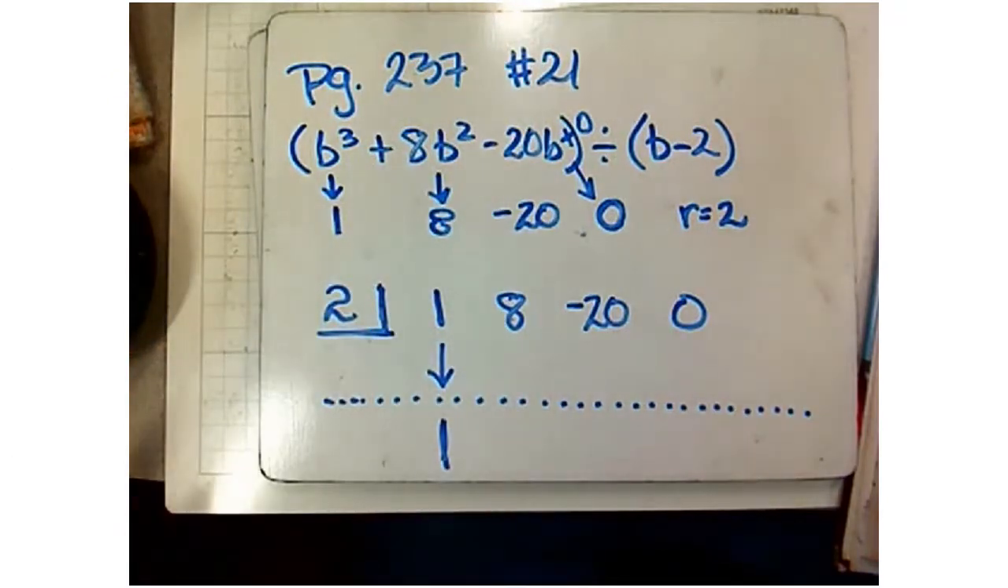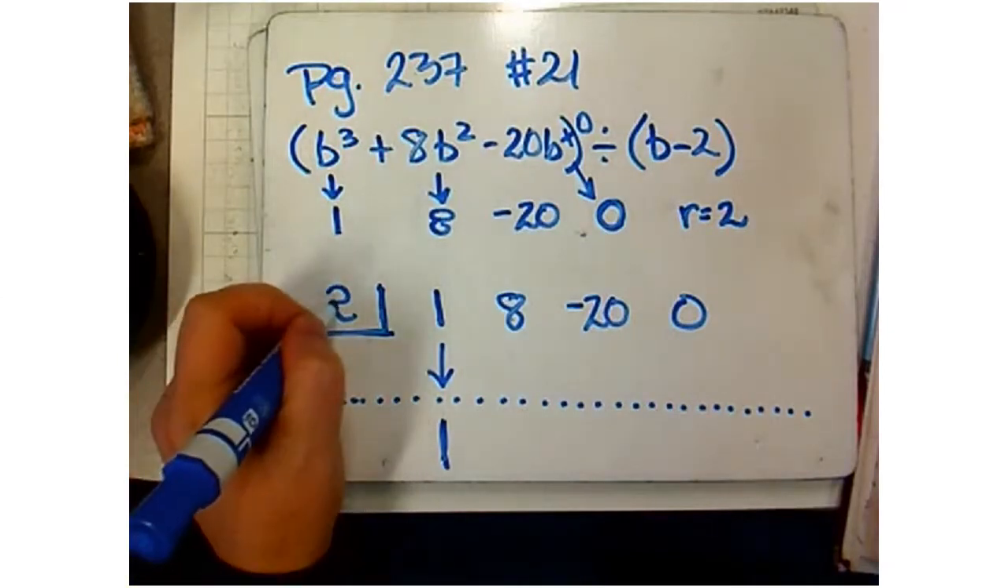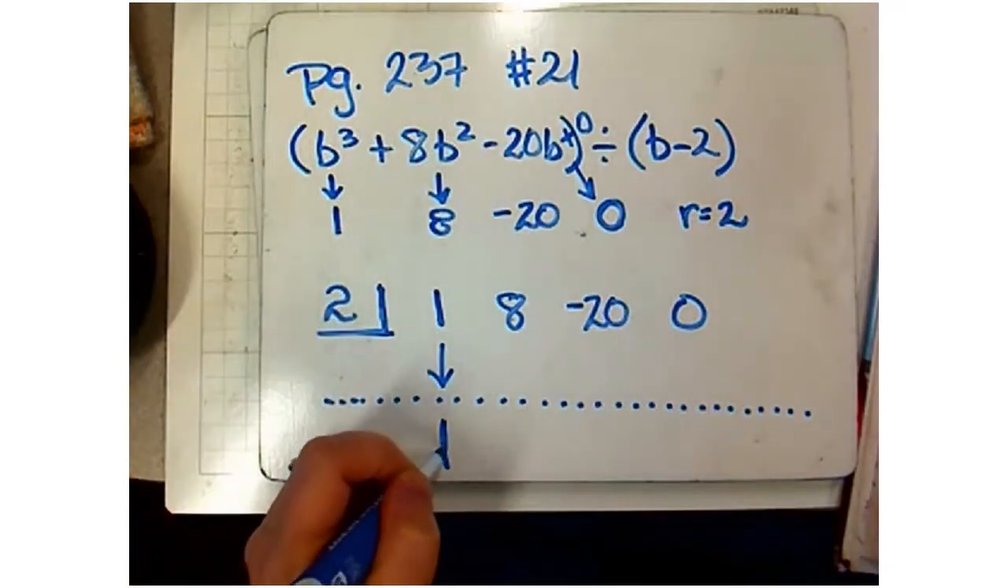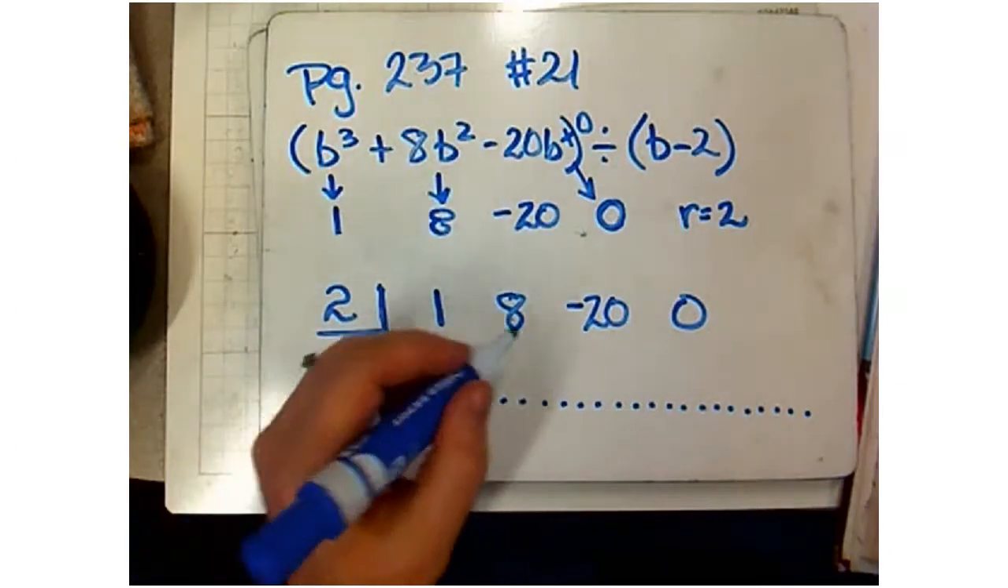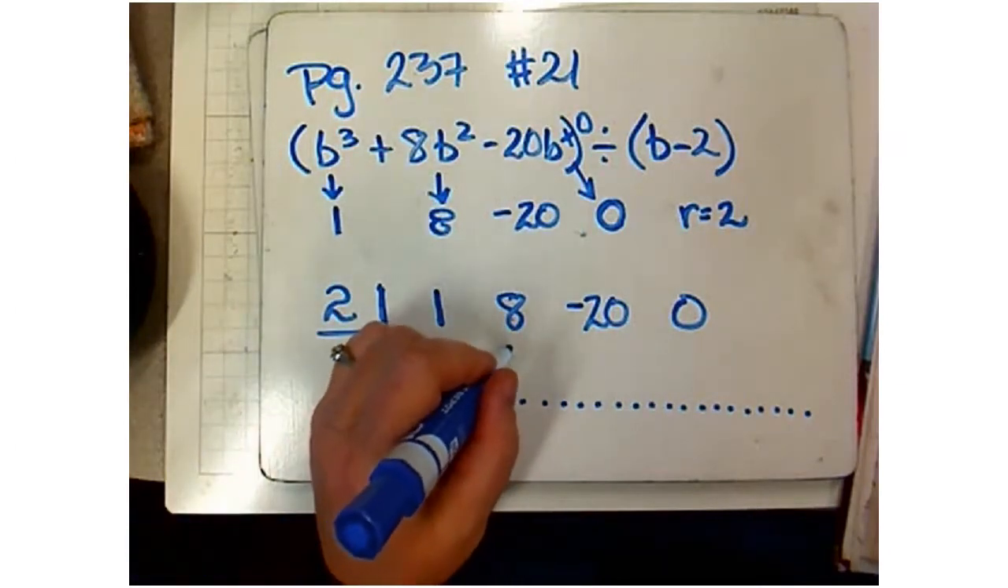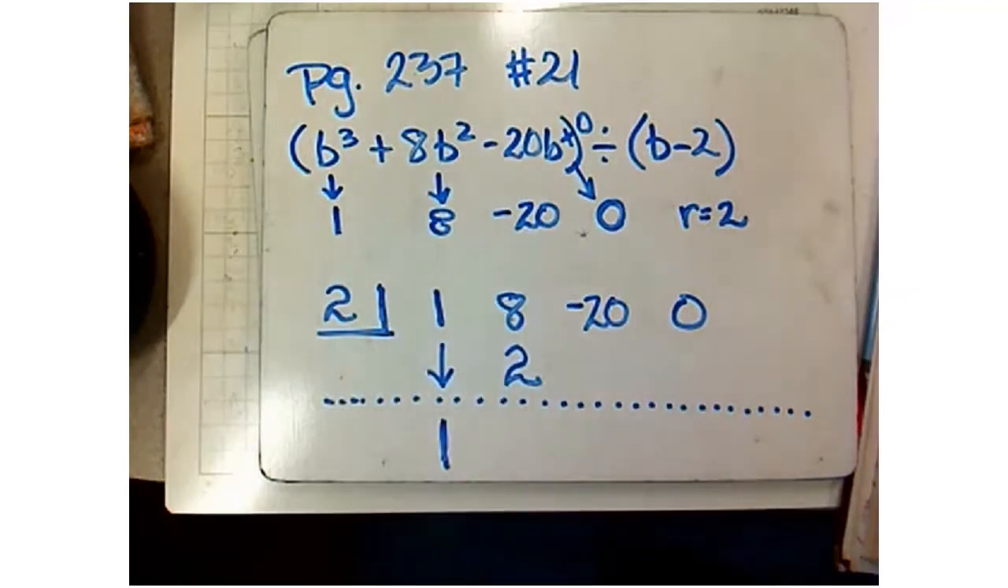Okay? All right. Now, take your 2, multiply it by your 1. What do we get? 2. Now go up, scroll up, and go space over underneath your 8 and put the 2.